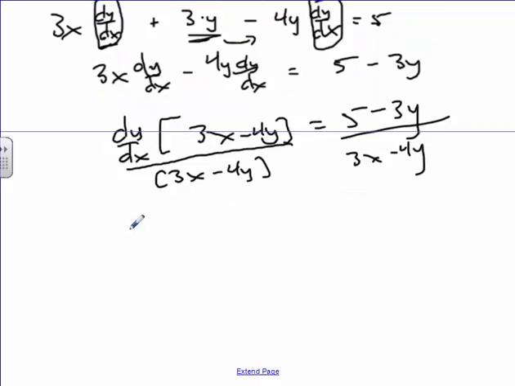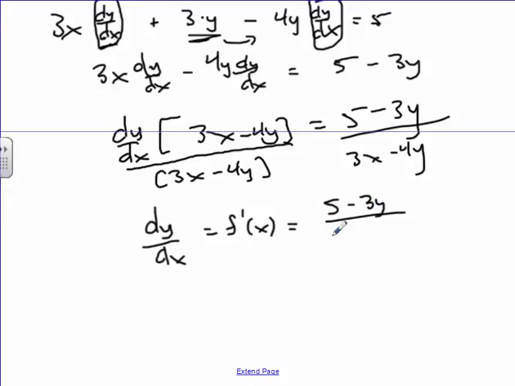And now I've gotten to the point where I now have a derivative. I have dy over dx, which really that is another symbol for a derivative. And I found what it's equal to. The derivative is equal to 5 minus 3y over 3x minus 4y. If you want to find the slope, you do need to know both x and y values to do so, but this is now an equation that will get you that slope.